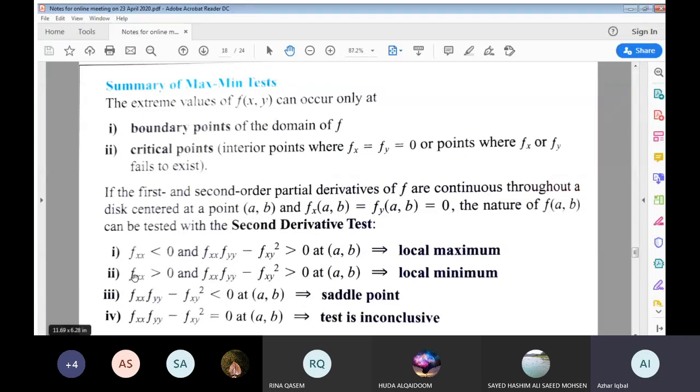Second partial with respect to x greater than 0, and the discriminant is greater than 0 too, both of them, then this is a local minimum. And this discriminant, if it is less than 0 at that same point, then it's a saddle point. And if the discriminant is 0 at that point, then this test is inconclusive and you need further investigation.